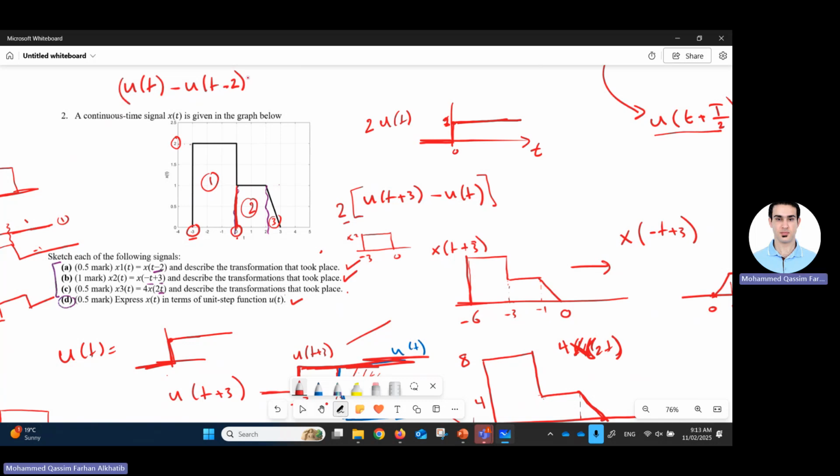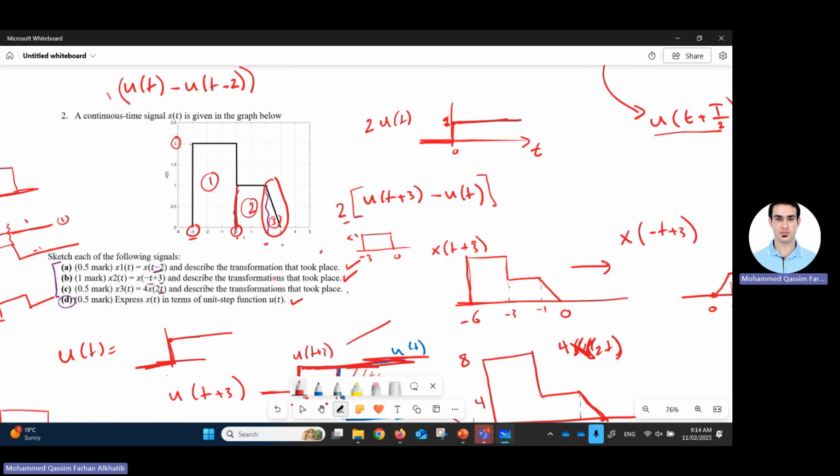Are there any scaling? It's 1, so that's it. Keep it 1. Okay, now this is the part that requires work. It's a linear function, and this linear function is limited between 2 and 3.